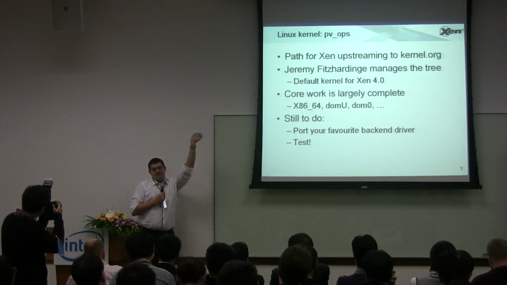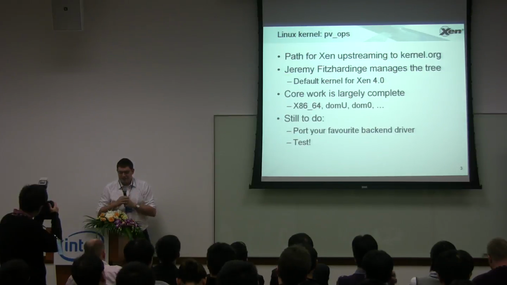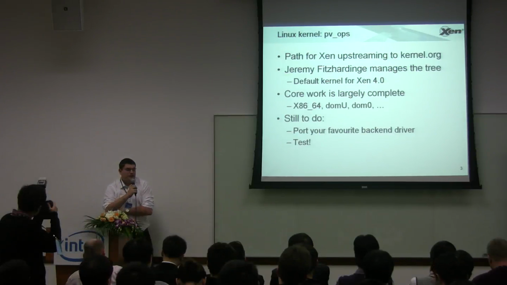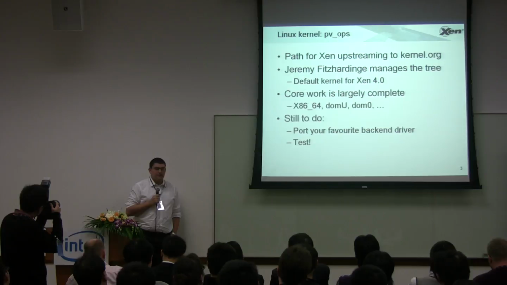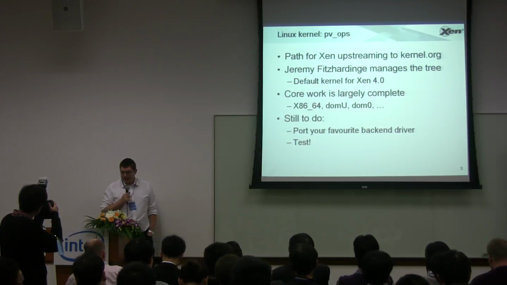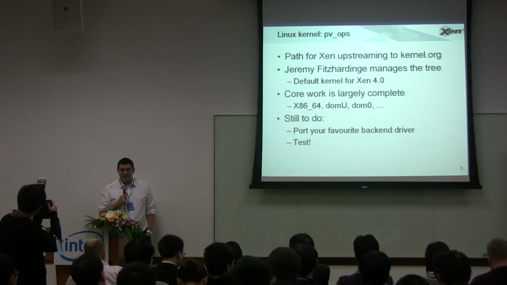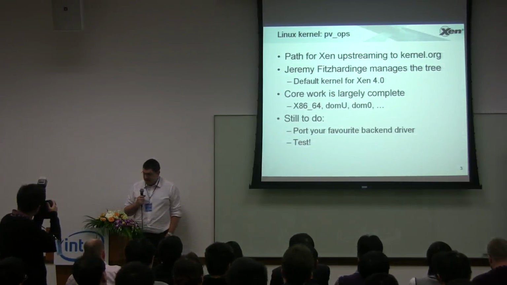That doesn't mean that development there is finished. In particular, there are certain features, bits of core work, which are still being worked on, and to that end, Jeremy Fitzhardinge runs a tree, a kind of clone branched off from upstream kernel development, into which new Linux kernel features can be added and core support can be developed.